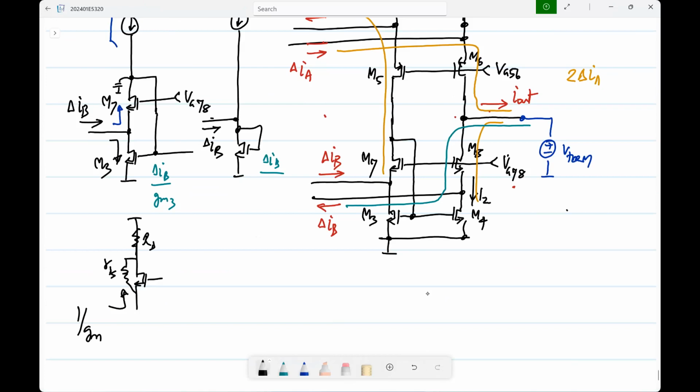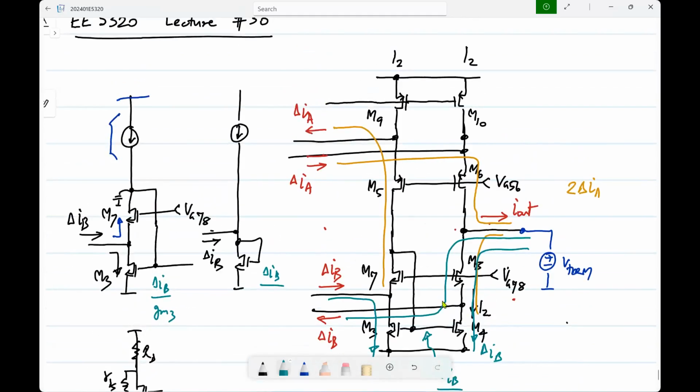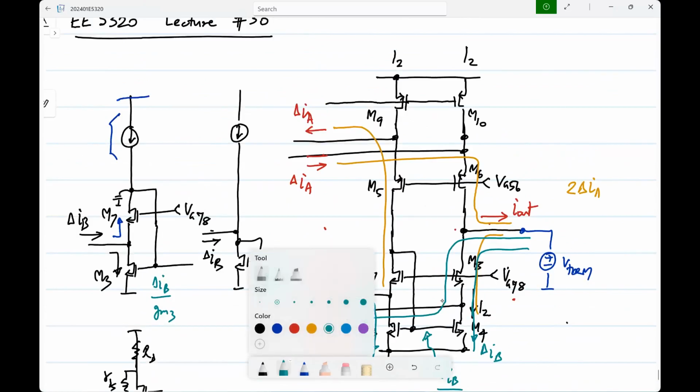So anyway, what happens to this delta IB? It flows here. So that creates a voltage delta IB by gm, which in turn causes a current delta IB, which flows there. So the output will be 2 delta IA plus or minus, minus. In this case, it is minus.